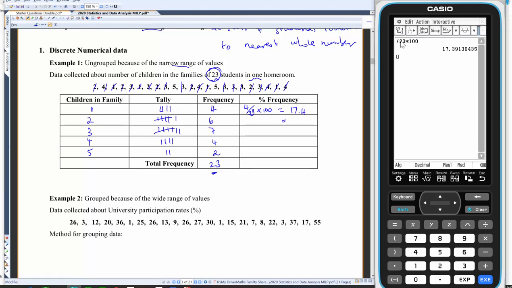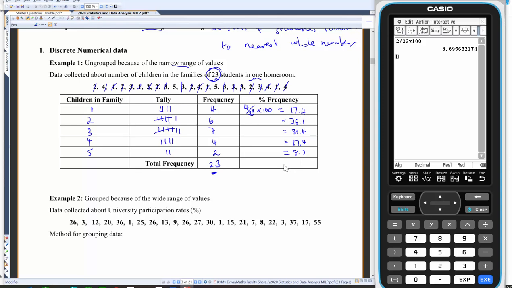Okay, 6 is going to be 26.1. 7 is going to be 30.4. That one there is going to be 8.7. And that one is 4, which is the same as this one, which should be 17.4.